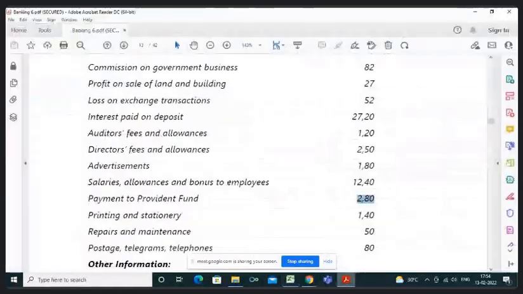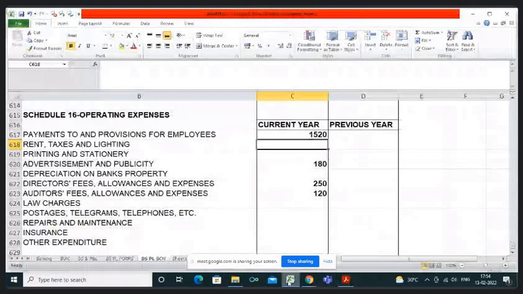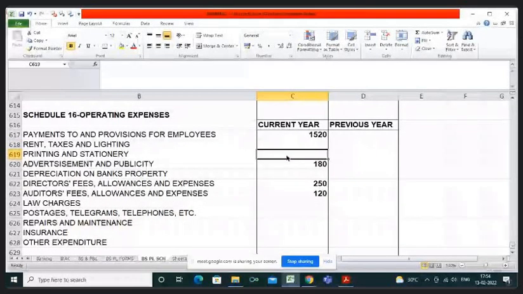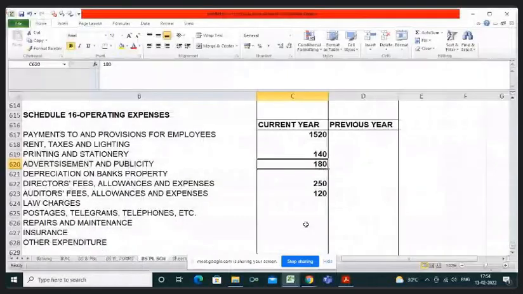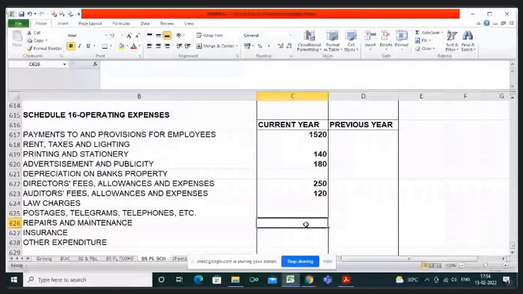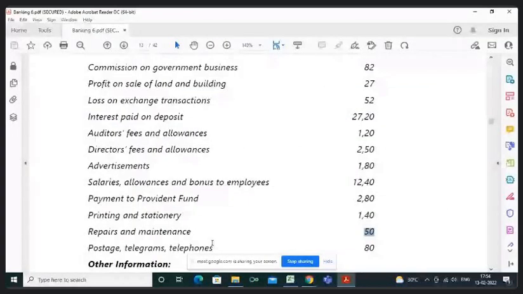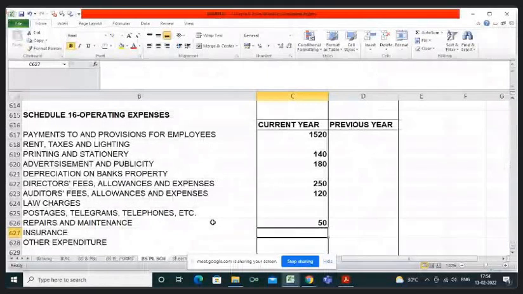Printing and stationery 140. Repairs and maintenance, we have an amount of 50. Postage, telegram and telephone 80. So these are all the operating expenses we have.